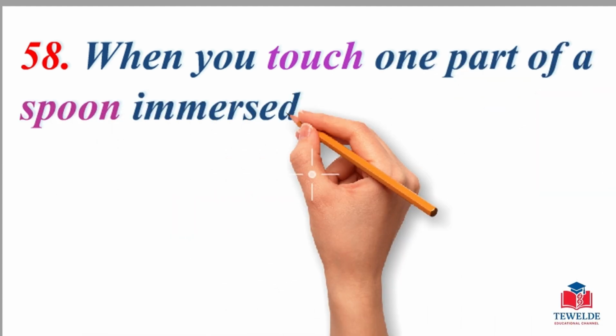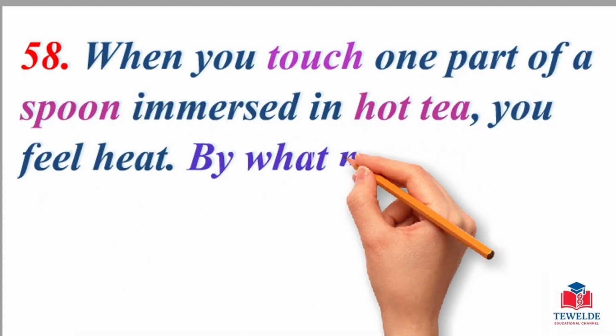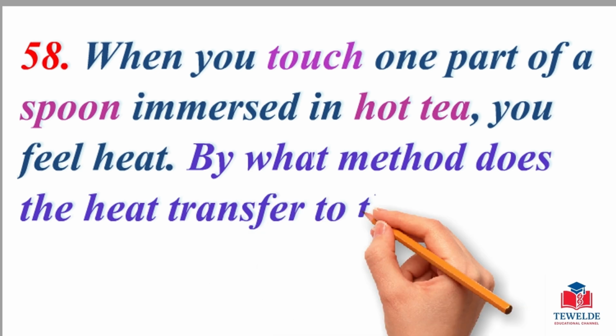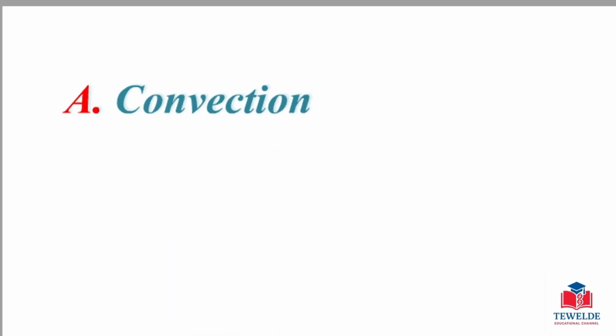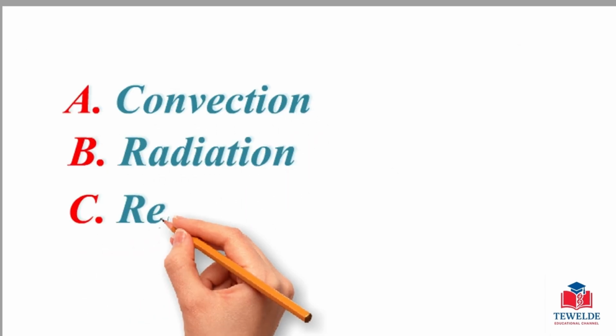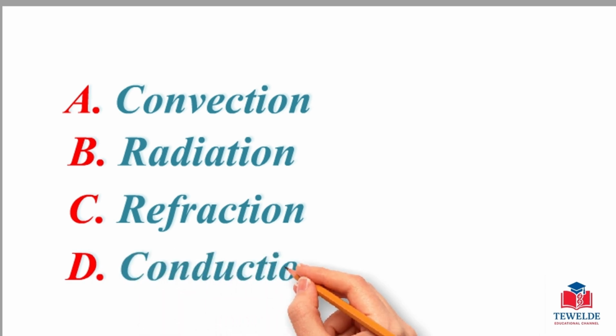Question number 58. When you touch one part of a spoon immersed in hot tea, you feel heat. By what method does the heat transfer to the other end of the spoon? A. Convection. B. Radiation. C. Refraction. D. Conduction.